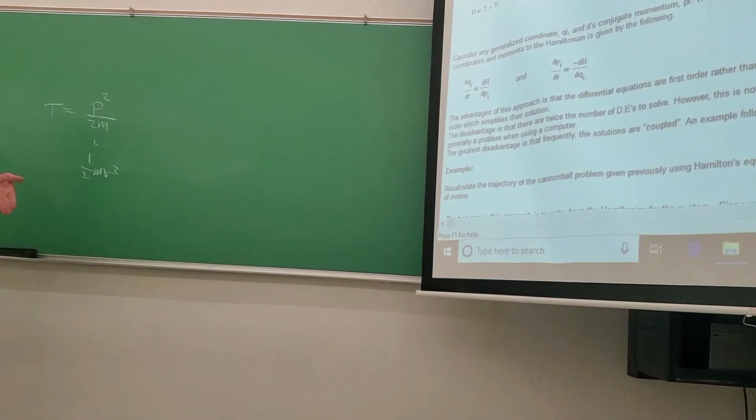So one particle, one dimension, one term. One particle, 3 dimensions, 3 terms. 2 particles, 3 dimensions, 6 terms, and so forth and so on.